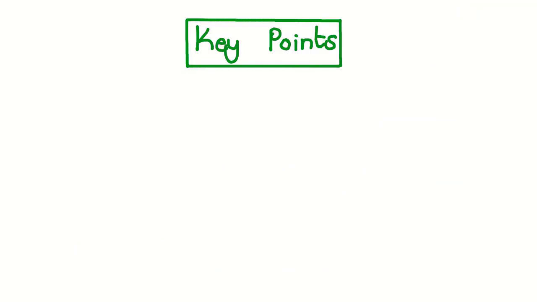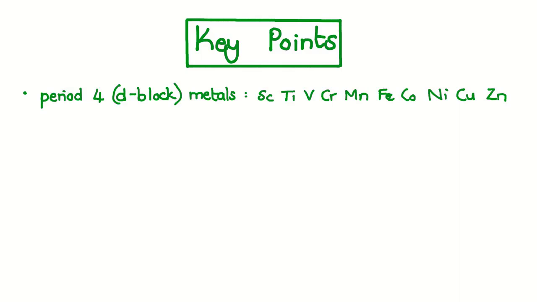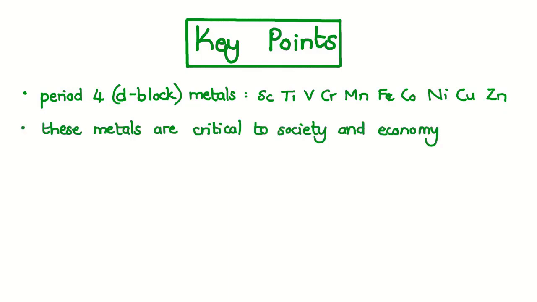Let's summarize what we've learnt about the period 4 metals. We learnt about some uses of the period 4 D-block metals, namely scandium, titanium, vanadium, chromium, manganese, iron, cobalt, nickel, copper, and zinc. We learned that these metals are very important, if not critical, to society and the economy, because they have so many applications in daily life and industry and generate so much money.